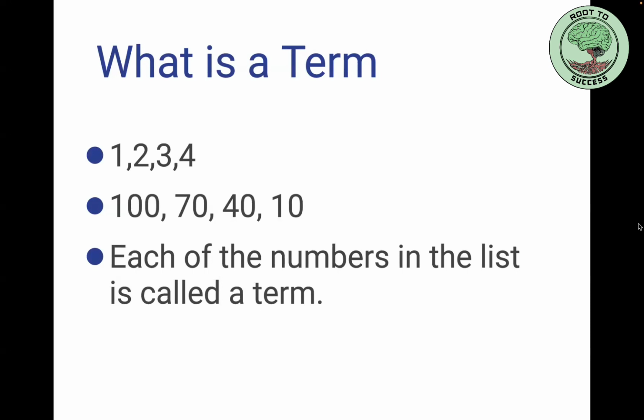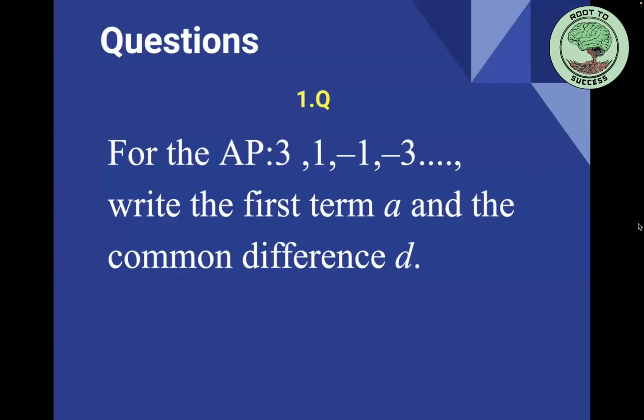So what is a term? In this picture, we have 1, 2, 3, 4, and 100, 70, 40, and 10. Each of these numbers in the list is called a term. 1 is a term, 2 is a term, and 100 is also a term. So let's begin with solving the questions in the arithmetic progression chapter.